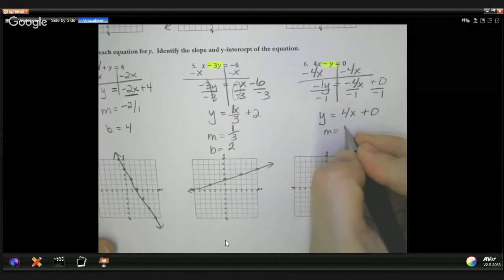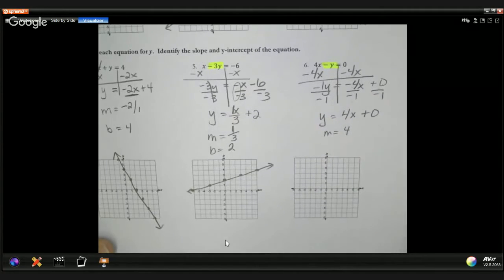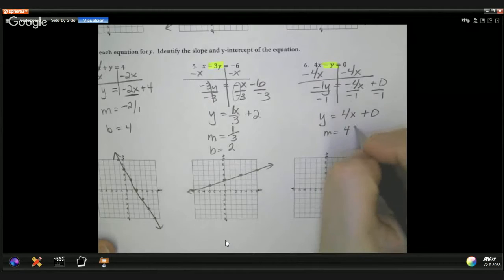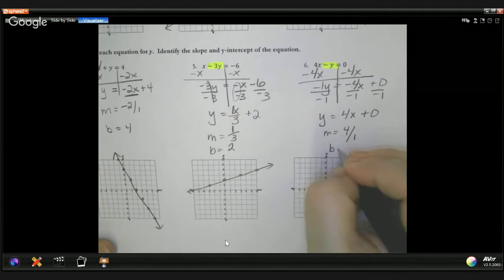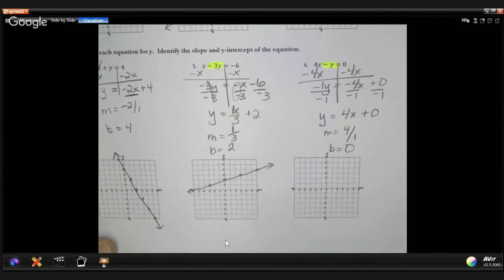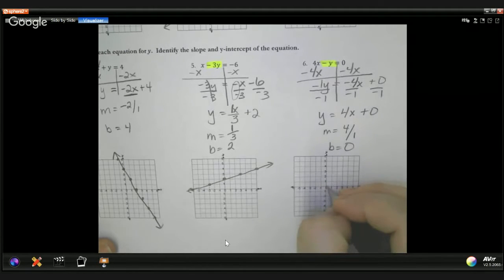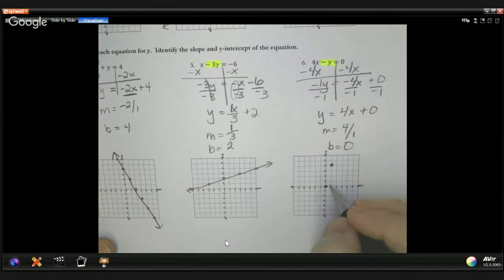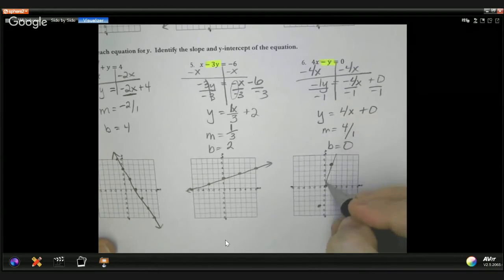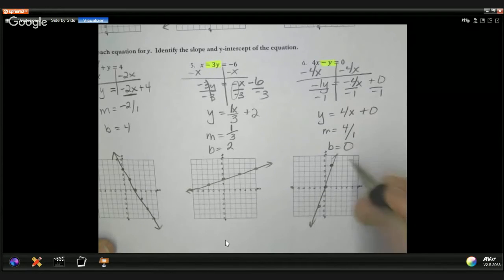So my m is 4, but remember m has to be a slope, it has to be a fraction, it has to be rise over run. So it's 4 over 1, and my b is 0. My b is 0 just means I don't go up or down any, it's right here. But now my slope is 4 over 1, so I go up 1, 2, 3, 4 over 1. I can't go up 4 more and over 1, so I'll go down. 1, 2, 3, 4 over 1. And there's your steep line.